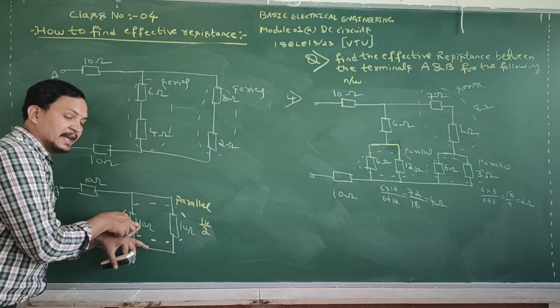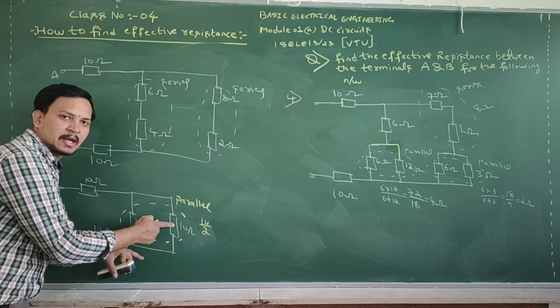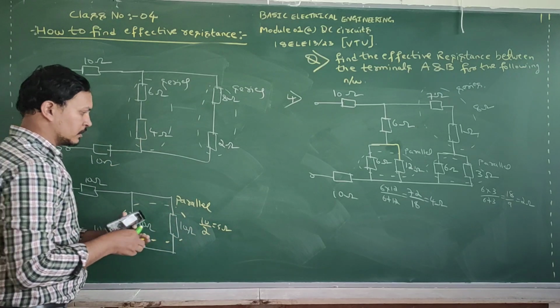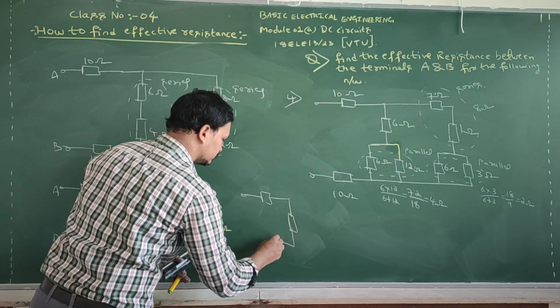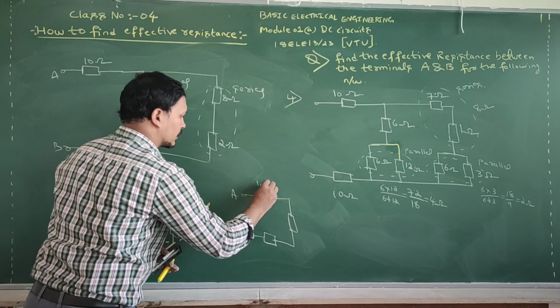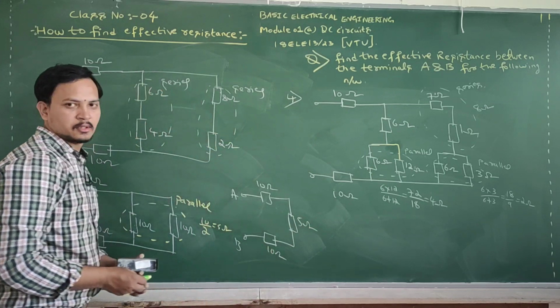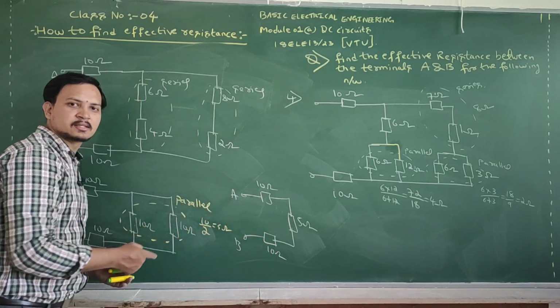What is the answer? 10 by 2, identical resistance system. How many elements are identical? 2 elements are identical. So 10 by 2 is how much? 5 ohms. Now read the network. So A and B, okay, 10 ohms, 5 ohms and 10 ohms. Now 10 ohm, 5 ohm and 10 ohm all are connected in series.